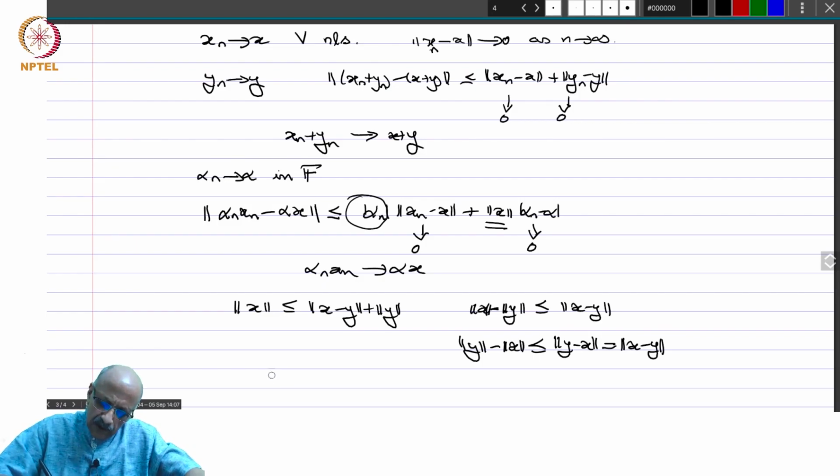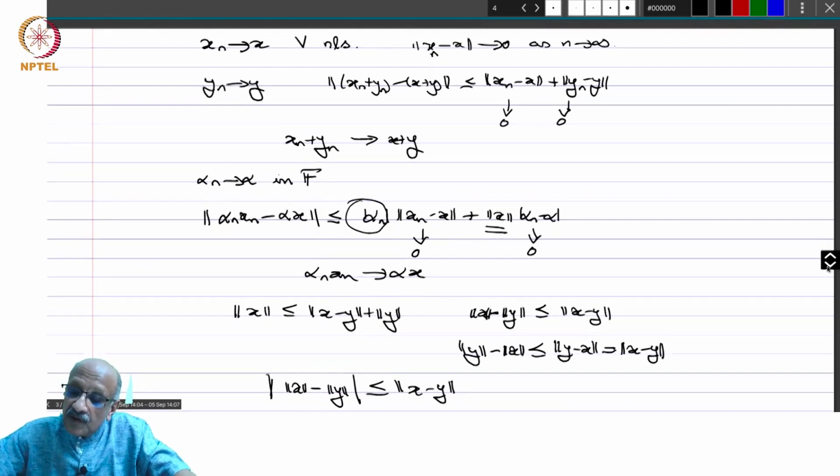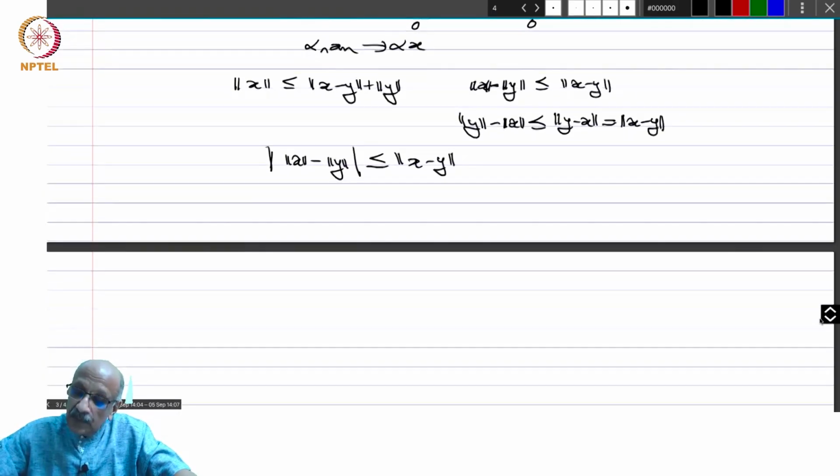Therefore you get modulus of norm x minus norm y is less than or equal to norm of x minus y. And this is a very useful inequality to remember, and this shows that the norm itself is a continuous function in a normed linear space.